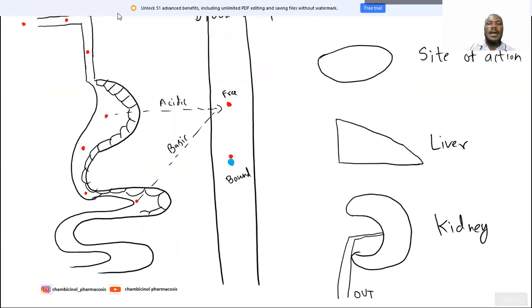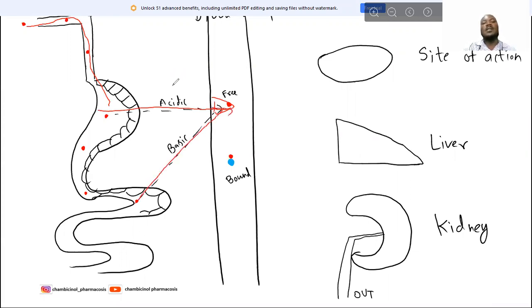If you consider this diagram, it indicates that if you take the drug via the oral route, it will pass through the esophagus and reach the stomach. An acidic drug will get absorbed from the stomach into the systemic circulation, but a basic drug will get absorbed in the small intestine and reach the systemic circulation. From the systemic circulation, the free form of the drug will get distributed and reach the site of action, where it will induce the pharmacological effect.